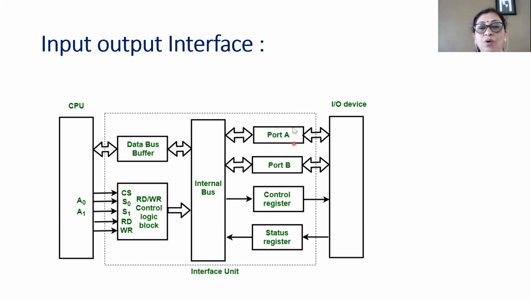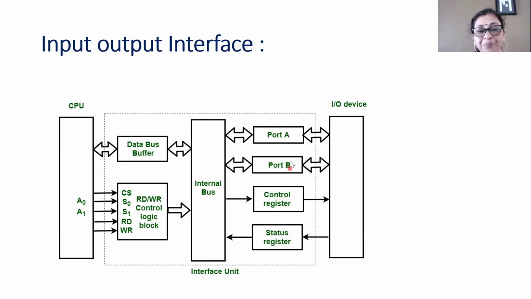One block is called port A, another block is called port B. These two are related to data transmission and reception. Here, as it is dealing with data, a bidirectional bus is there. Port A and port B are internally connected with the help of a bidirectional bus, and you can see it is connected to the data bus buffer, and it is connected to the input output device again with the help of the data bus only.